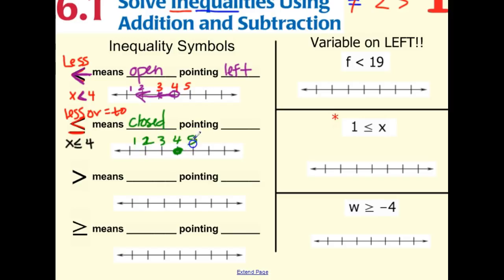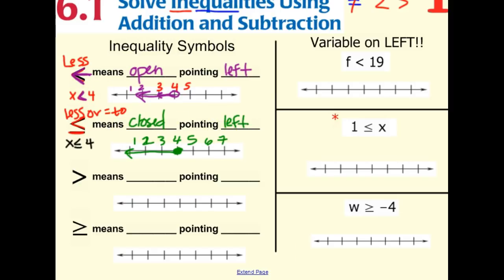So if I'm using the number 4 again, 1, 2, 3, 4, 5, 6, 7. You don't need to number all the lines. But it'd be a closed circle because our answer x could be equal to 4, less than or equal to 4. So numbers that are less than 4 still are to the left, so pointing left. These two are very similar, open pointing left and closed pointing left. So they're both less than.